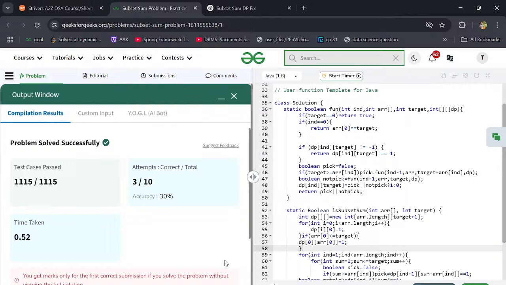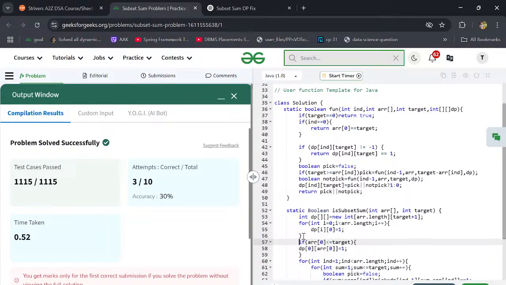Okay. Don't forget, friends. This is the key here. If and only if array of 0 is less than or equal to target, then only fix it. What was there? I mean, okay, if you miss it, what? I mean, it can't. I mean, okay, got it.